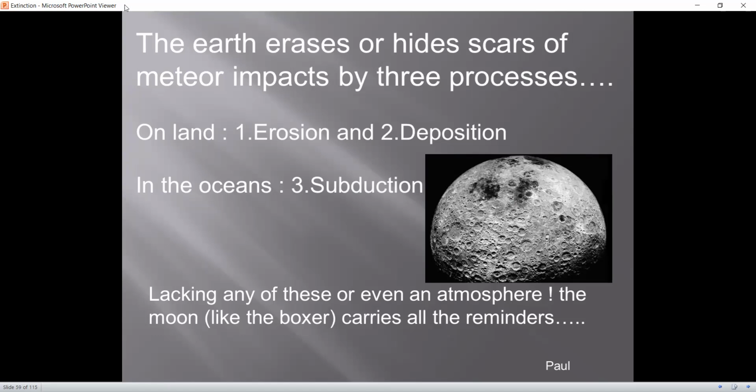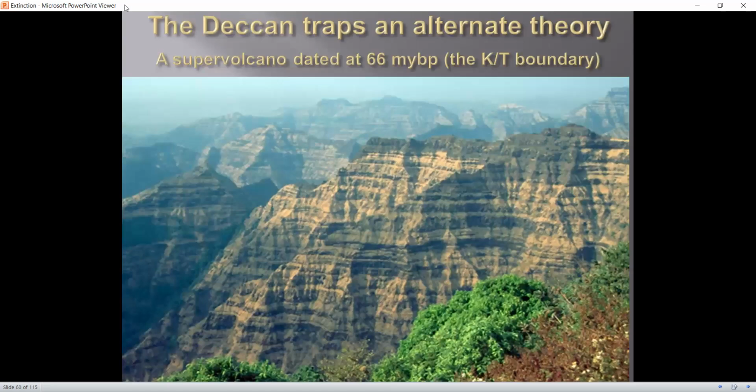Or in the ocean, which is most of the Earth, we have this process called subduction. We're recycling the ocean. If you go past about 200 million years, the oceans are completely recycled. The moon doesn't have any of these to speak of. It doesn't have an atmosphere, which would slow down some meteors. But as I said, it carries all of them. This is just a complete record of meteor strikes. And that's his point.